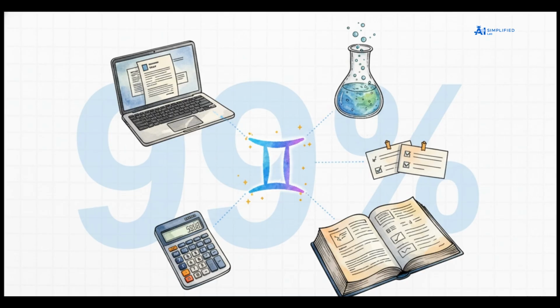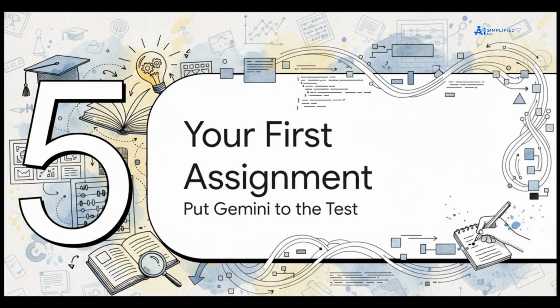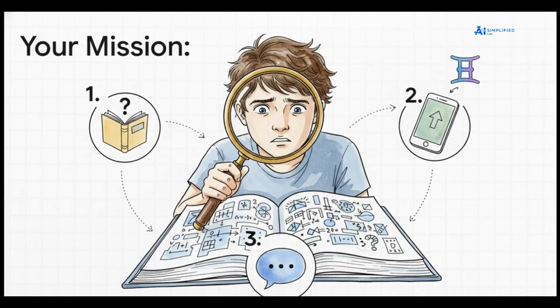Alright, enough talk from me. The best way to learn is by doing. So I've got a quick little assignment for you to actually put Gemini to the test. So here's your mission should you choose to accept it. Find the most confusing chart or diagram in one of your textbooks. Seriously, the ugliest one you can find. Take a picture, upload it to Gemini, and just ask it to explain the main idea in 3 simple bullet points. Go on, try it. I think you'll be pretty blown away.